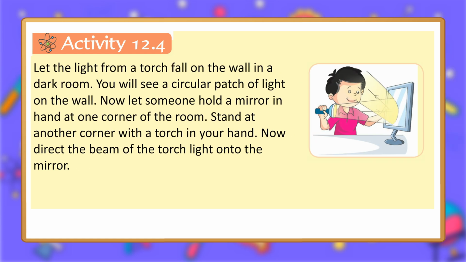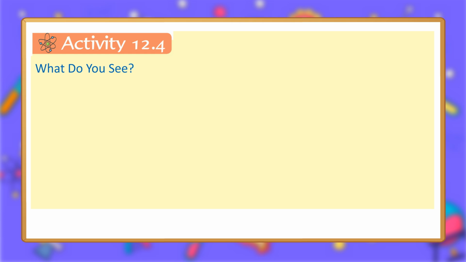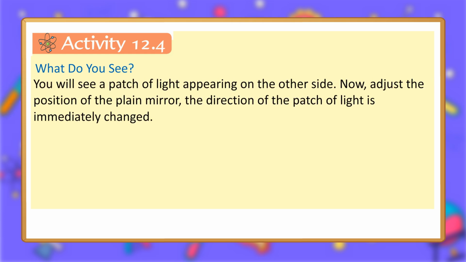Activity 12.4. Let the light from a torch fall on the wall in a dark room. You will see a circular patch of light on the wall. Now let someone hold a mirror in hand at one corner of the room. Stand at another corner with a torch in your hand. Now direct the beam of the torch light onto the mirror. What do you see? You will see a patch of light appearing on the other side.